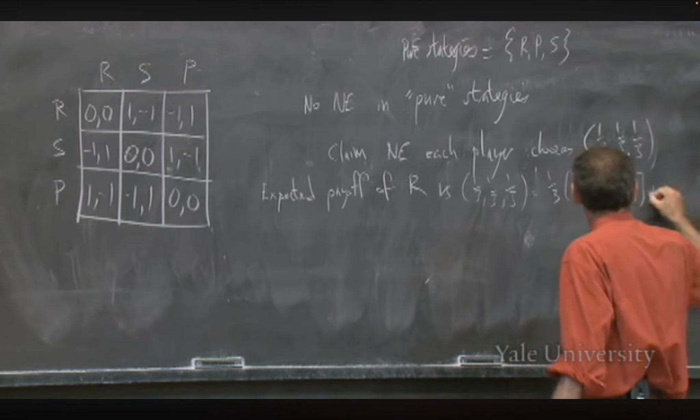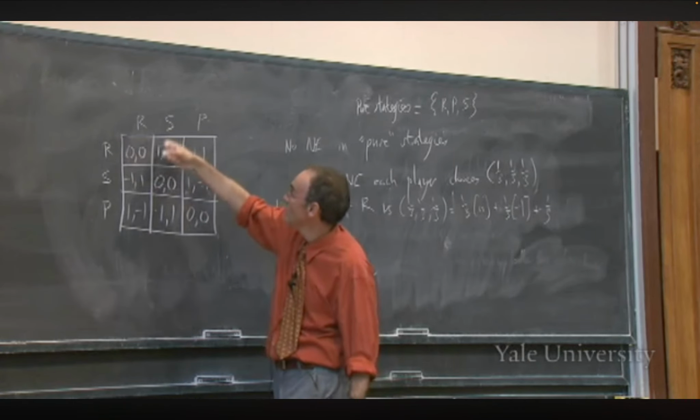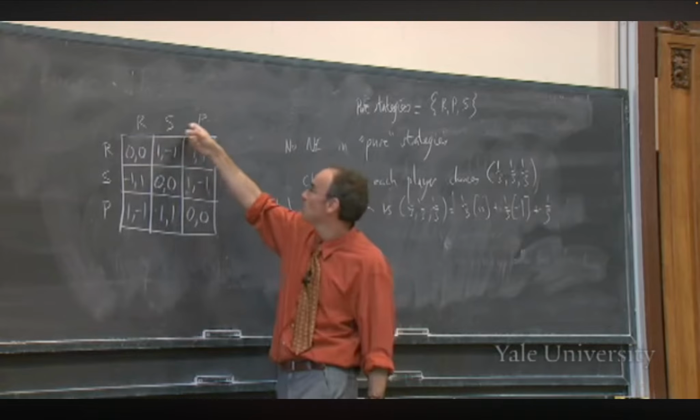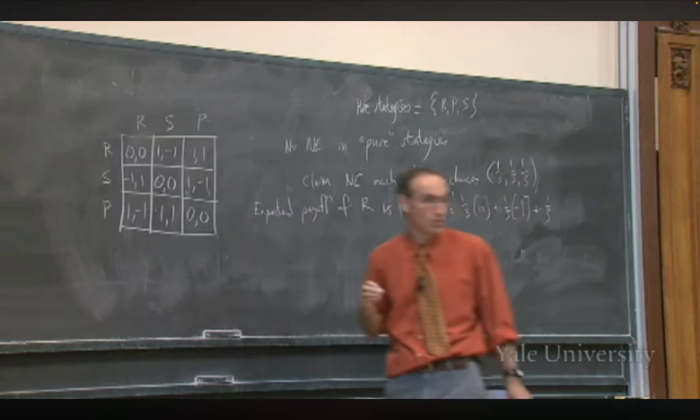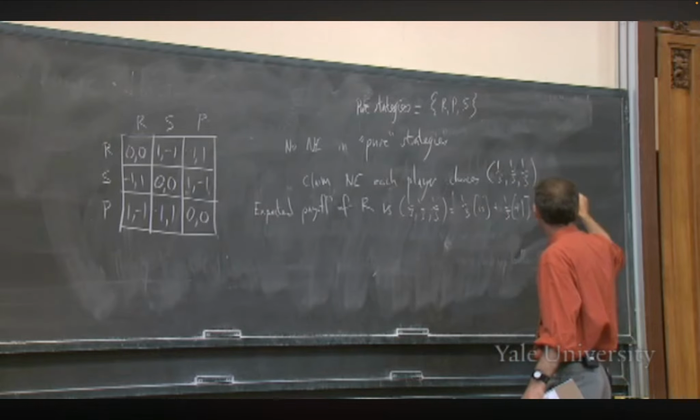And with probability a third, I'll meet paper, and sorry, I said that wrong. Let me start again. Probability a third, I'll meet rock and get 0. Probability a third, I'll meet scissors and get +1. And probability a third, I'll meet paper and get -1. Is that right this time? That's +1, and that's -1.